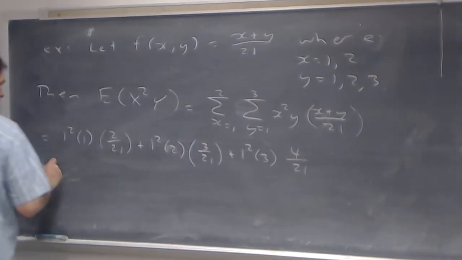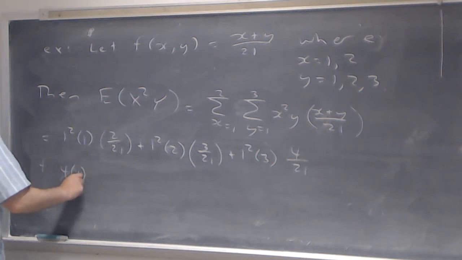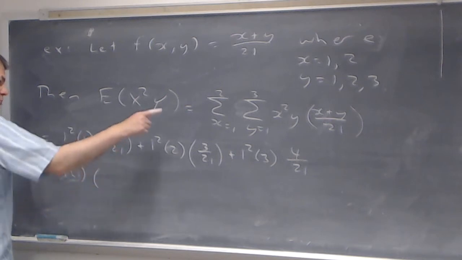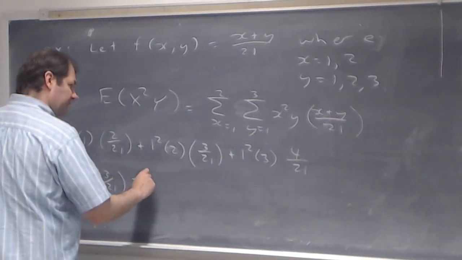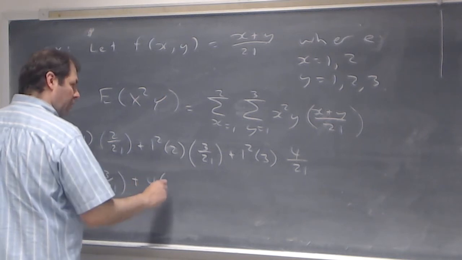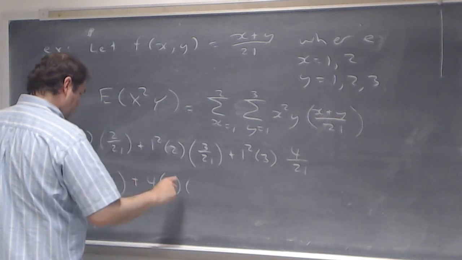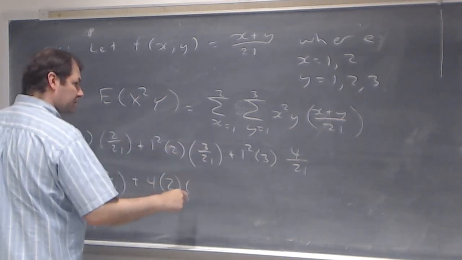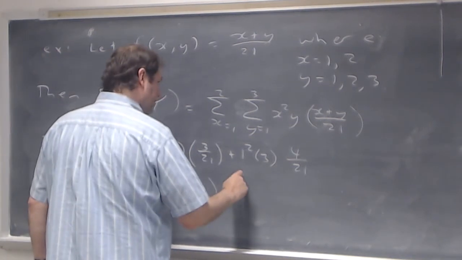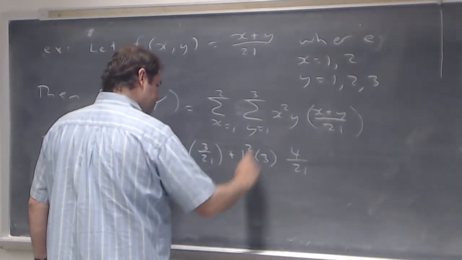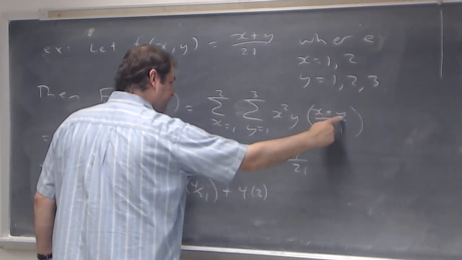Plus, now when x is 2, we're going to have 4, so 2 squared times 1, and then this is going to be 2 plus 1 over 21, that's 3 over 21. Plus, this again is going to be 4, y is 2 in this case, so times 2, and here we're going to have 2 plus 2, that's 4 over 21. And then, again, x is 2, so 2 squared is 4, and y is 3, and then this is 5 over 21.